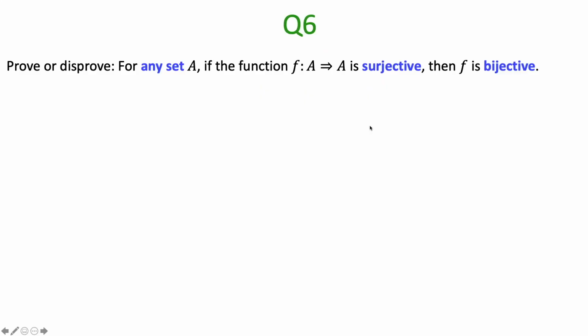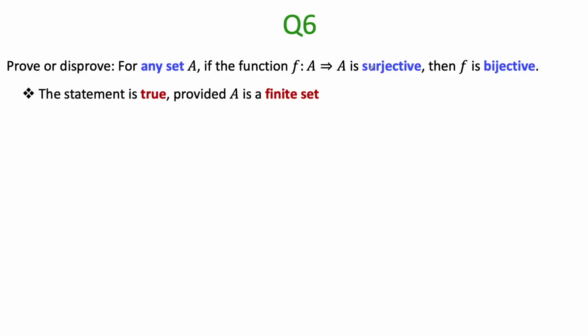So we begin with question number 6. In question number 6, you are asked to either prove or disprove the following. You are given a function f from the set A to itself, and you are given that the function is surjective. Then the question is: is it necessary that the function is bijective as well?